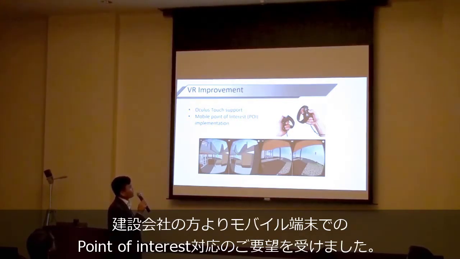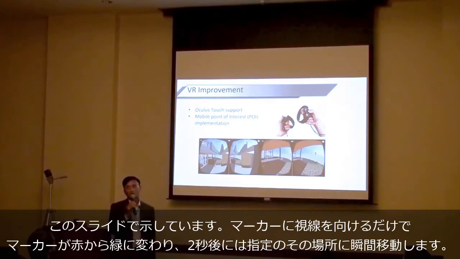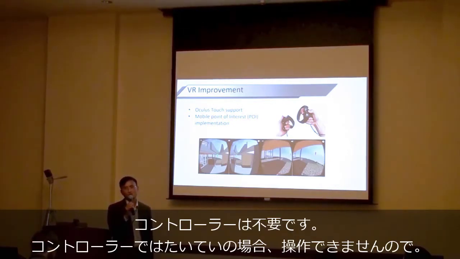Also, because one of our contractors asked us for a mobile point of interest, let's take a look at this slide. All you have to do is aim onto that marker. When the marker turns from red to green, in about 2 seconds, you will be teleported there automatically, without any controller. One complaint people have is that they have to use a controller, and with a paired controller, it sucks. Most of the time, it doesn't work.